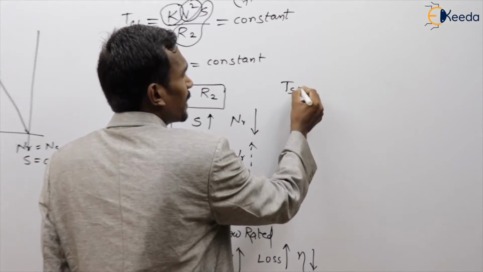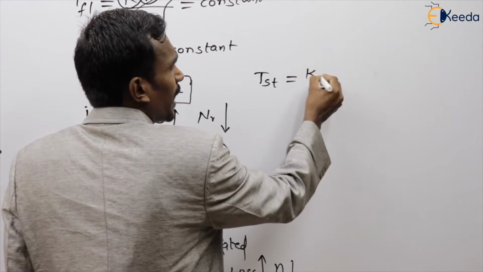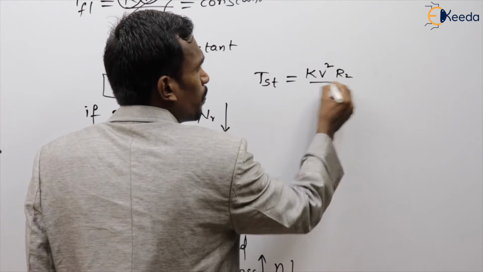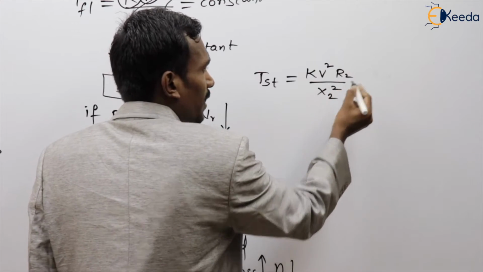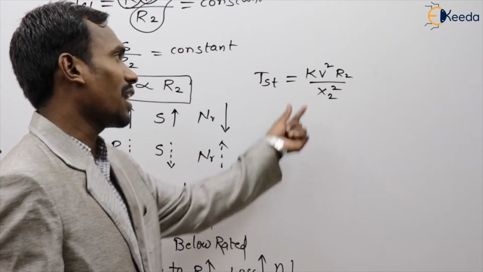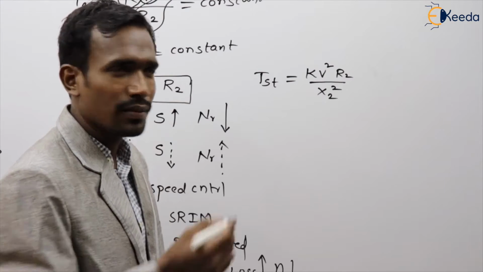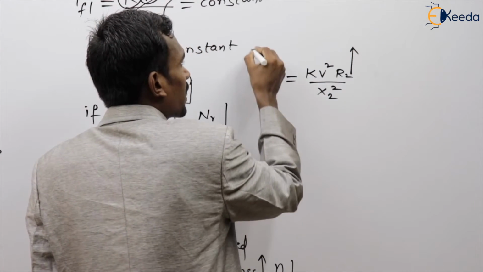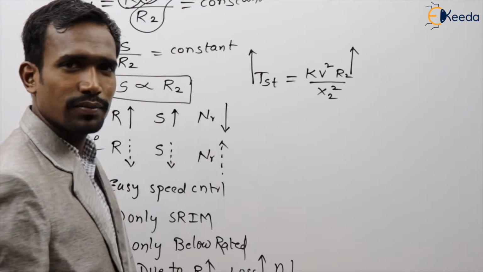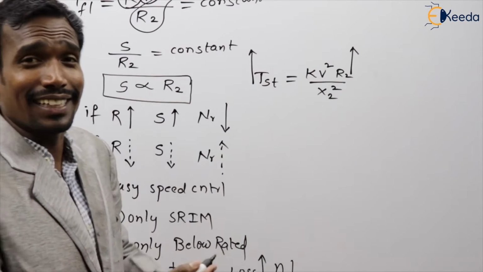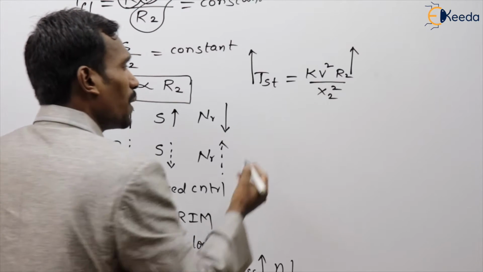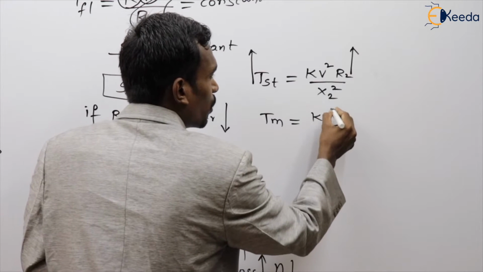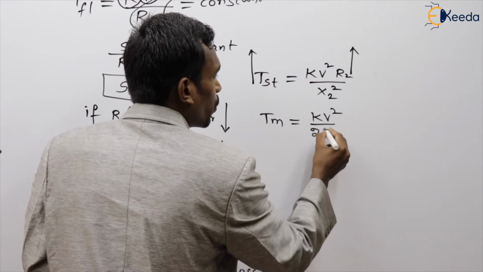Generally, the approximated starting torque formula is kV square into R2 by X2 square. I already gave you the approximated starting torque formula. If rotor resistance increases, the starting torque also increases. Next one, maximum torque formula. Maximum torque is equal to kV square by 2X2.